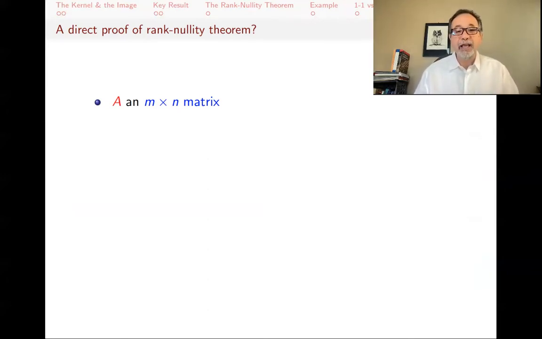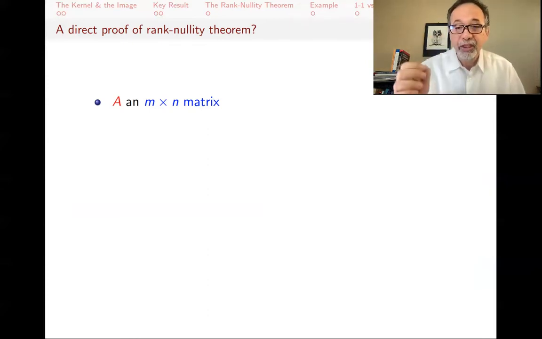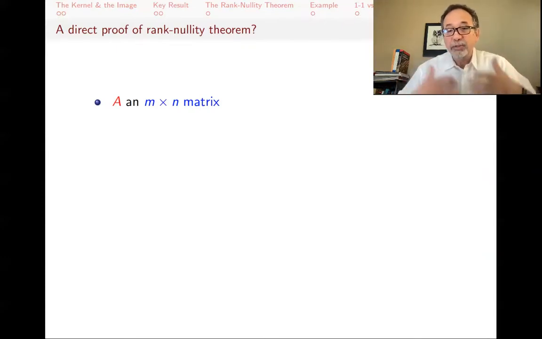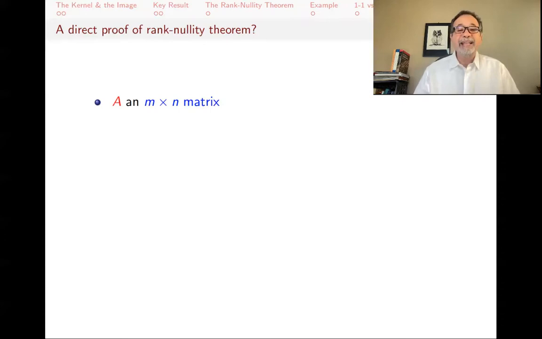So let's say A is an m by n matrix, and I want to see why the Rank-Nullity Theorem would be true. Now, if you haven't thought about A as a linear transformation, you would think of A as a matrix that has different spaces: the column space, row space, and null space. And you also always like to look at the reduced row echelon form of A, because that has a lot of information about A. So let R be the reduced row echelon form of A.